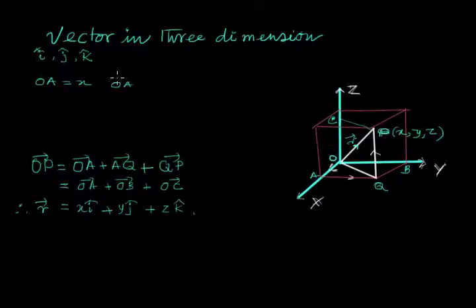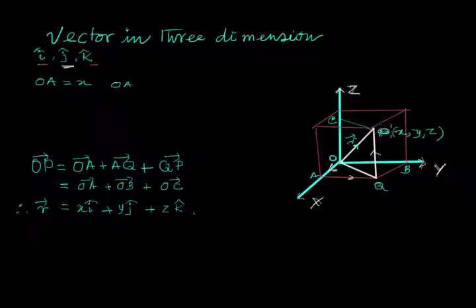Here we are taking 3 unit vectors. We define i, j and k. What is i? i is the unit vector along the x-axis. j is the unit vector along the y-axis and k is the unit vector along the z-axis.